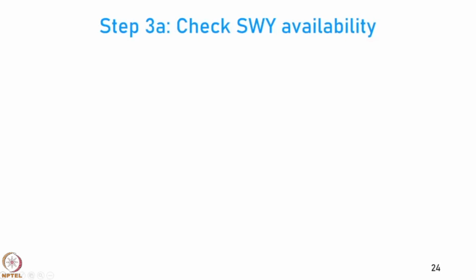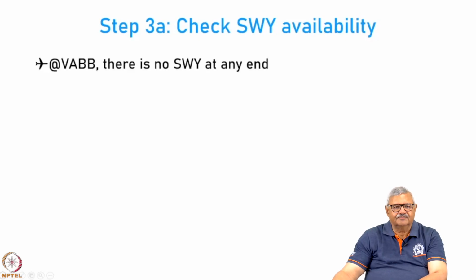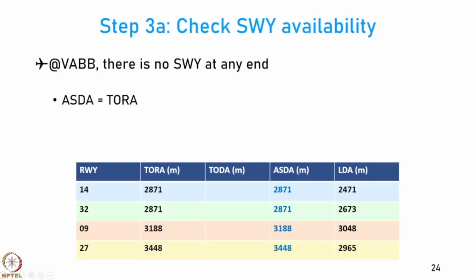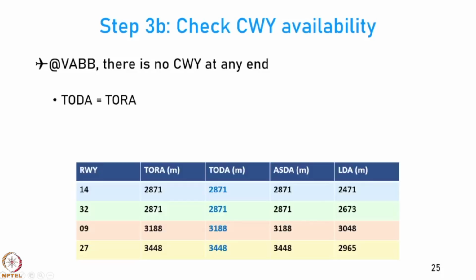Now, we go to step 3. The first step will be to check the availability of the stopway. At Mumbai airport, there is no stopway at any end. So, therefore, ASDA equals TORA, right. So, we can just enter the values of TORA in the ASDA column at Mumbai airport. Also, we check for clearway. Now, at Mumbai airport, there is no clearway at any end. So, it is very simple. Therefore, TODA will be equal to TORA. So, the TODA values can be entered from the TORA values directly.